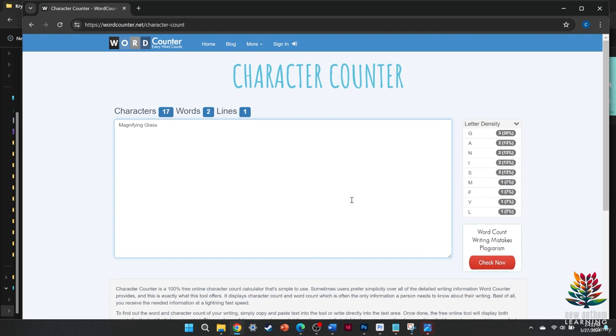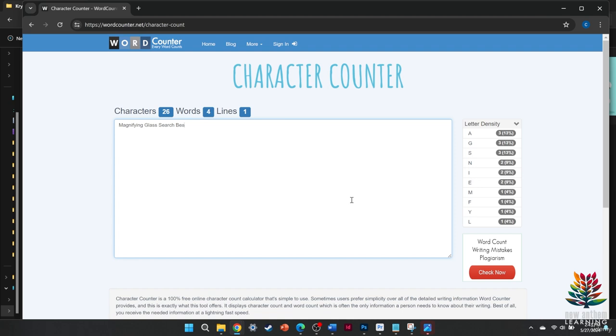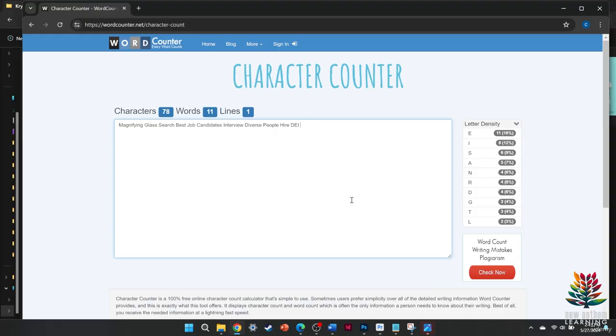I would say search, best job candidates, interview, diverse people, hire, and then DEI. I'd like to include that wherever it's applicable and relevant. Diversity, equity, inclusion is such a big thing in business these days that it's great to have that represented in your image as well as your title and your keywords. Diversity, and that may be it.